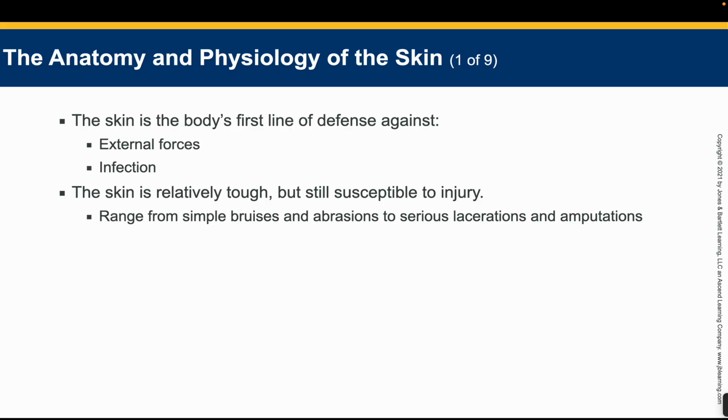Now, the skin is pretty tough, and it can handle a lot, but it's not indestructible. And injuries can range anywhere from something minor, like a bruise or abrasion, all the way up to something more severe, like deep lacerations or even amputations. So as we go through this section, I want you to keep that in mind. When the skin is damaged, it's not just a surface problem. You're potentially losing protection against infection, losing fluid, and in some cases dealing with significant bleeding. And that's why even simple skin injuries can become serious if they're not managed appropriately.